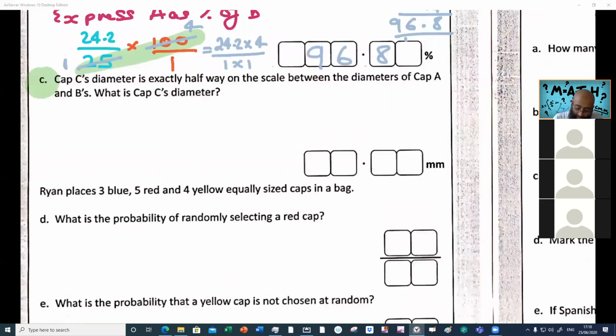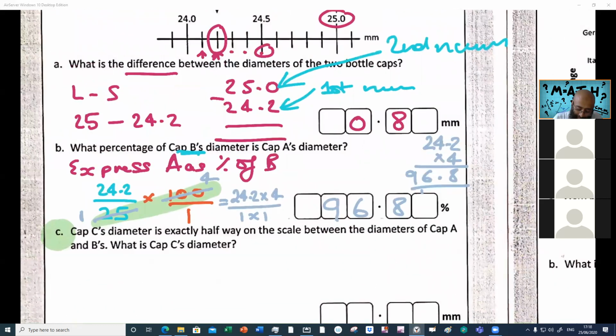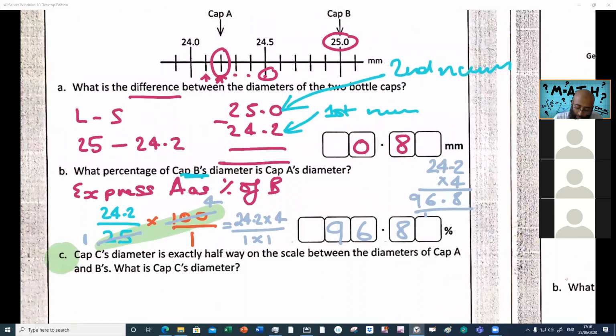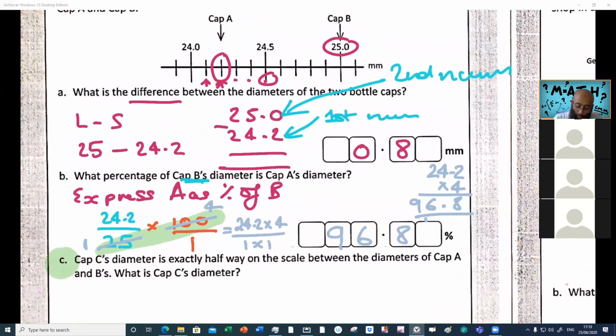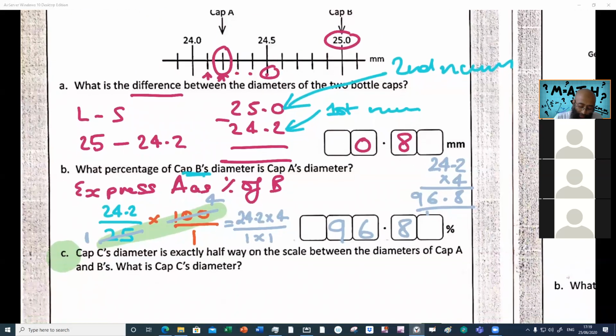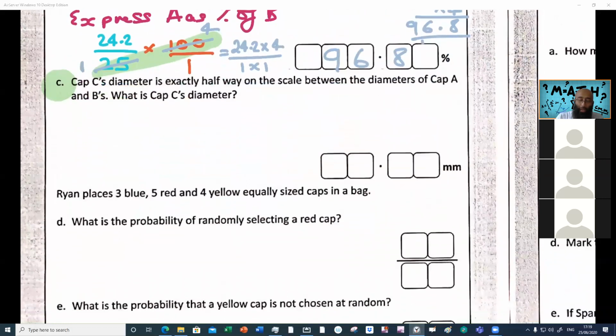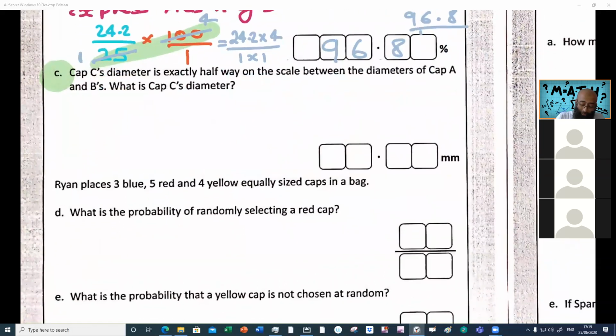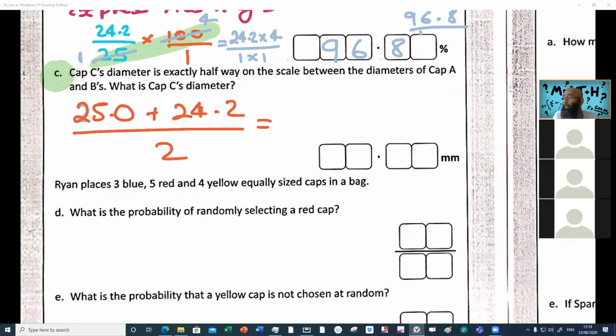Okay, let's go back to the scale then. It says here, cap C's diameter is exactly halfway on the scale between those two, so between 25 and 24.2. So how do we work out halfway? What would be the technique for working that out? Divide it by 2. We can average them. So you do 25, add the 24.2, and then divide it by 2 for question C, and that will give us an answer of 24.6.